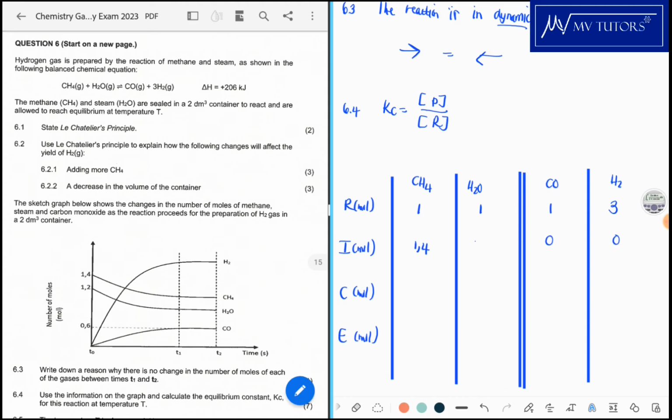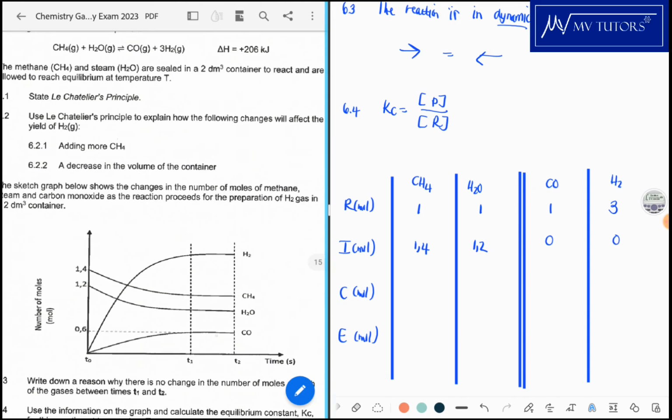For steam, we have 1,2. And then if you look at the graph, at equilibrium, carbon monoxide is actually 0,6 mole. And we know that for the change, in order to get that change from the initial, we're going to add for the products and subtract for the reactants. So what plus 0 will give us 0,6? We're going to get 0,6 there.